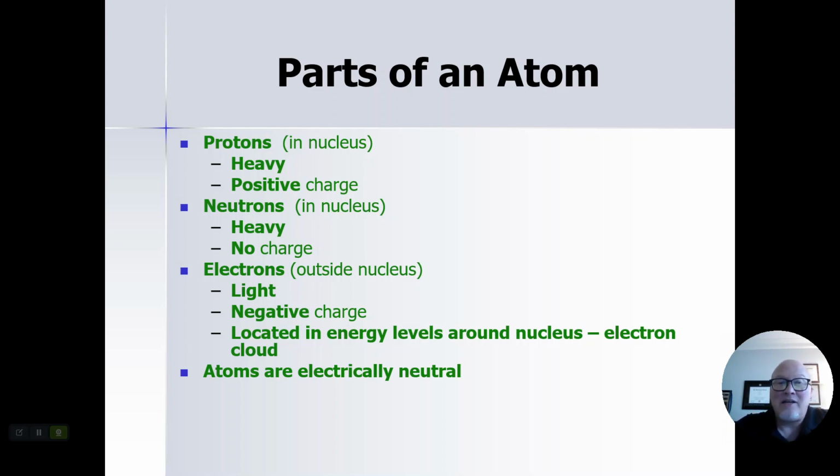As long as an atom has an equal number of protons and electrons, it is electrically neutral. So if I have a proton with +1 and an electron with -1, +1 minus 1 equals 0. So it's electrically neutral. If I have 2 protons, I'm going to need 2 electrons to make it electrically neutral. +2 minus 2 equals 0. So as long as I have an equal number of protons and electrons, my atom is electrically neutral. It has a 0 electrical charge.